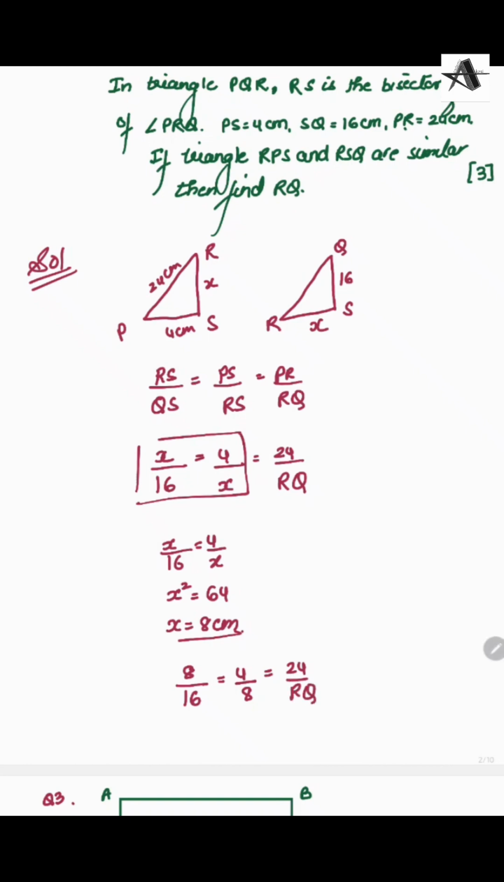So I can take any two ratios here now, taking these two. So 4 over 8 is equal to 24 over RQ. So on cross multiplying, I'll get RQ is equal to 24 into 8 over 4, which will give you 48 centimeters. So RQ is 48 centimeters. That's our final answer.